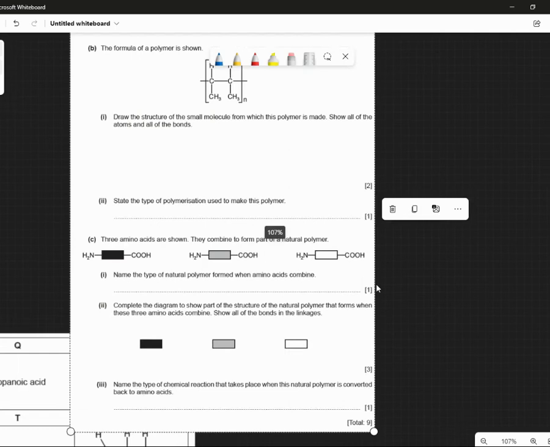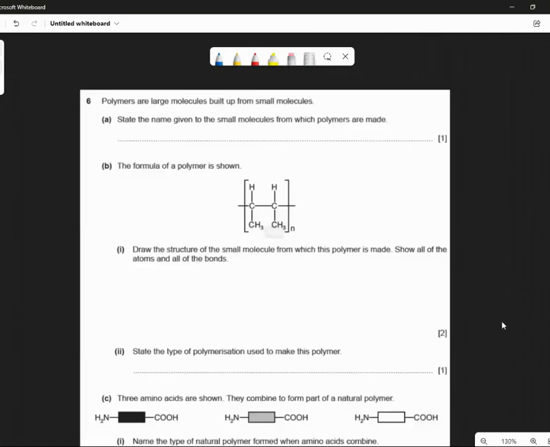This is on polymerization. Polymers are large molecules built up from small molecules. State the name given to the small molecules from which polymers are made. They are known as monomers. Formula of this is this. To draw a structure of the small molecule, the way we do that is we ignore this bond, and draw a double bond there. So we get C double bond, H, H, CH3, CH3.